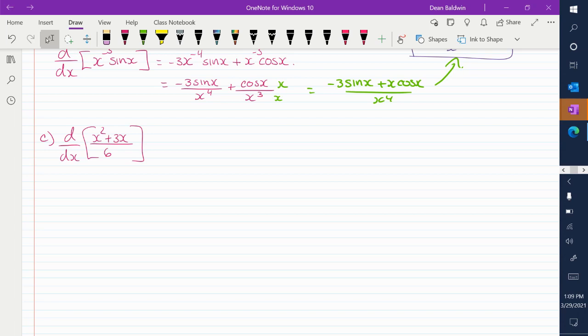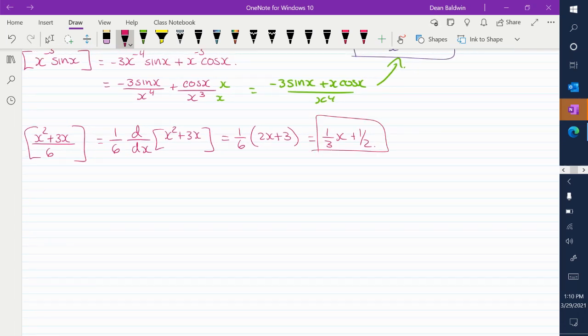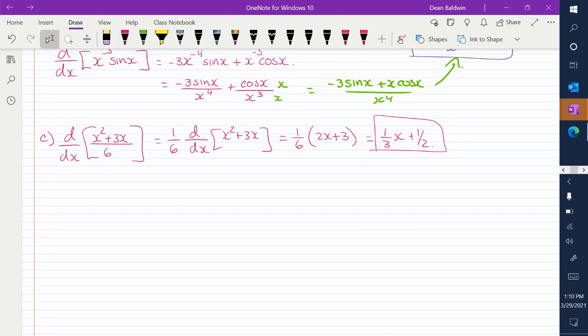It doesn't have it up here, but essentially you can pull the 1/6 outside and then just do the derivative of that, which is a simple polynomial. So what's the derivative of x squared plus 3x? 2x plus 3. So your answer would just be 1/6 times 2x plus 3. Multiply that back in and get 1/3 x plus half. So if there's constants, especially in the denominator like this, sometimes it makes sense to pull them out because then you can do it in one step, basically.